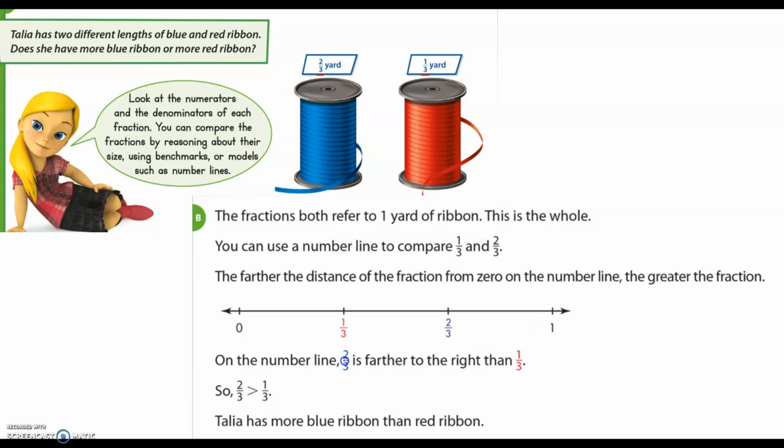Now, if you look at the number line, 2/3 is farther to the right than 1/3. 2/3 is closer to 1. 1/3 is closer to 0. So we know that 2/3 is greater than 1/3. So Talia has more blue ribbon than red ribbon.